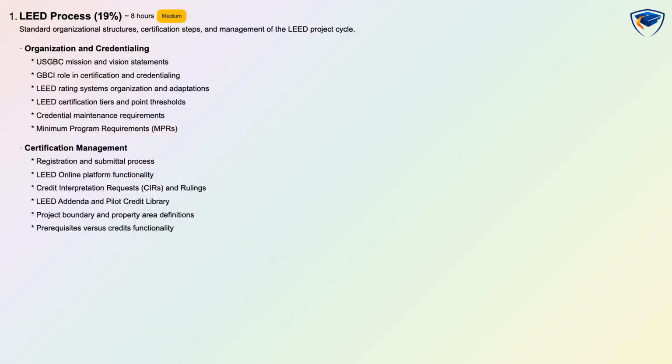LEED process carries 19% of the exam and is a medium difficulty domain estimated at 8 hours of study with conceptual and scenario-based assessment. You will learn organizational structures and credentialing, including the USGBC mission, GBCI roles, LEED rating systems, certification tiers and point thresholds, credential maintenance, and minimum program requirements.